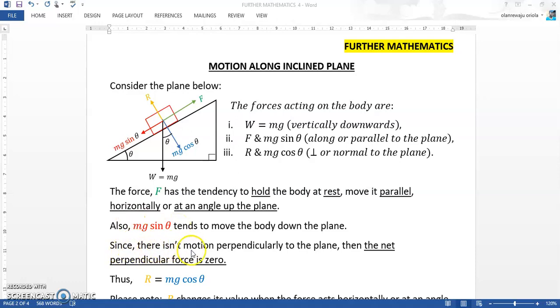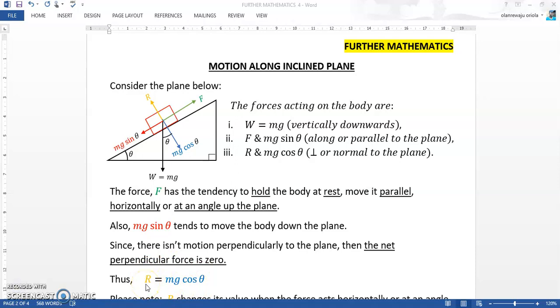Now, since there isn't motion perpendicular to the plane, the net perpendicular force is 0. You can see that no force is pulling this body off the plane. Motion only takes place along or parallel to the plane. So the net force in the perpendicular direction would be 0, and that is why these two forces would cancel out, which means that they are equal.